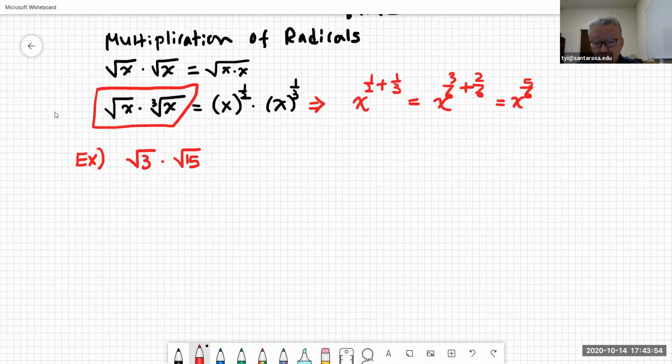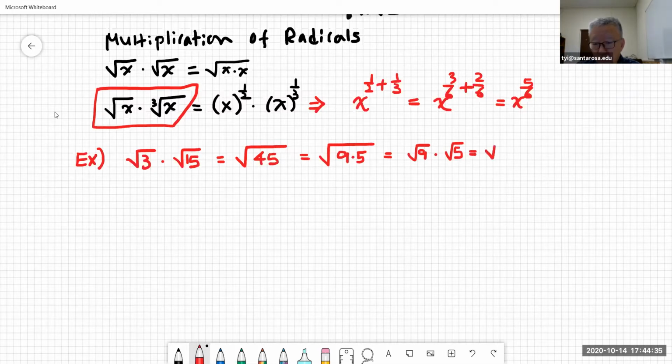Since in this example we have the same index, a square root and a square root, we're going to multiply these two. So then I have the square root of 45. Now, is 45 the simplest form? It's not, right? You can rewrite this as 9 times 5. But 9 is 3 squared, so you can rewrite this as the square root of 9 times the square root of 5.